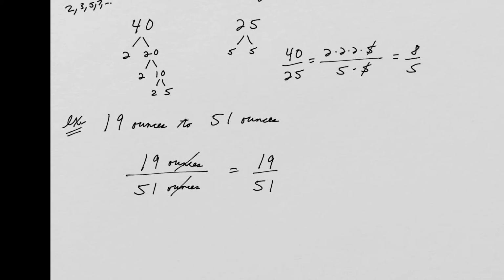And that, it doesn't look like I can simplify that any further, right? 19 is a prime number, and it doesn't go into 51 evenly: 51 is 3 times 17. No, it doesn't look like it goes in evenly, so that's the best we can do. Okay, so in simplest form, that would be 19 over 51.